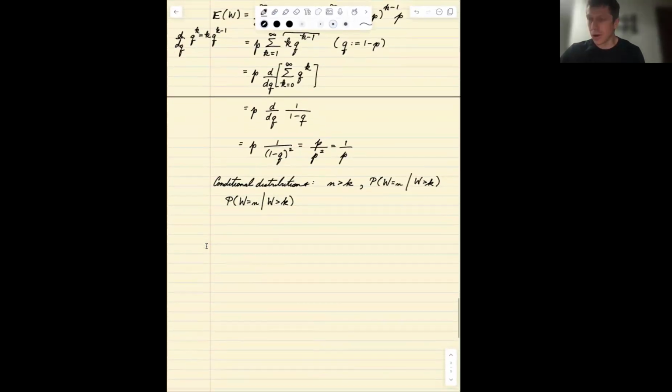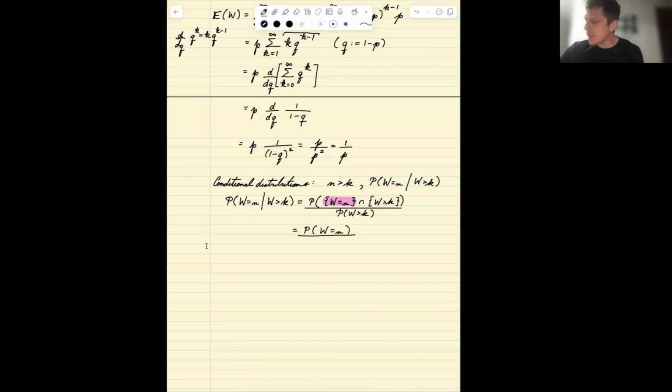What is the definition of conditional probability? Probability of B given A is the probability of A and B divided by probability of A. So what is A and what is B in this case? Well, it's the probability that W is equal to n, intersect W bigger than k, divided by the probability that W is bigger than k. Now what is the probability that W is equal to n and W is bigger than k? Well, we've already assumed that n is bigger than k. So if we know that W was equal to n, then we also know that W is bigger than k because n is bigger than k. So that's a redundant statement. So we can simplify this to just the probability that W is equal to n.